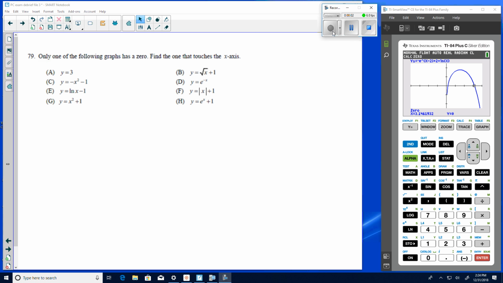Okay, the last handful of problems deal with our library of functions. You need to review that. We will be reviewing that before Friday's test.